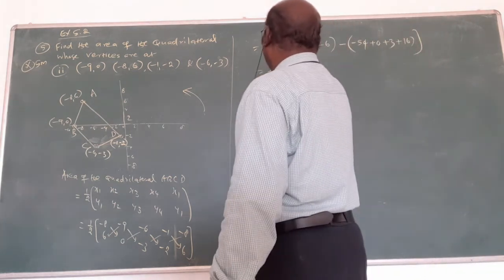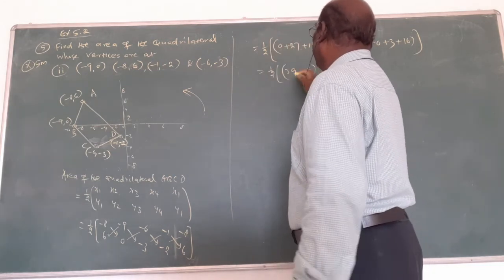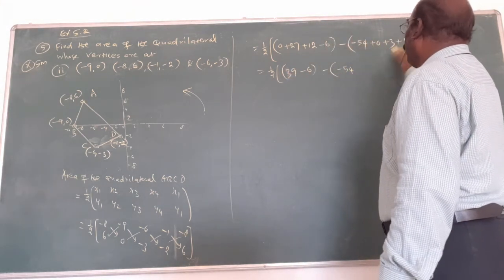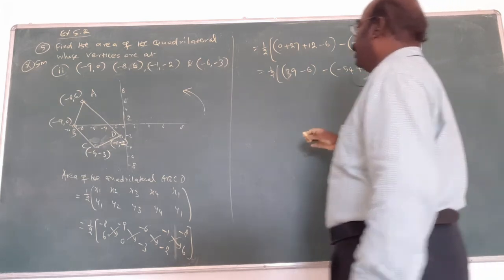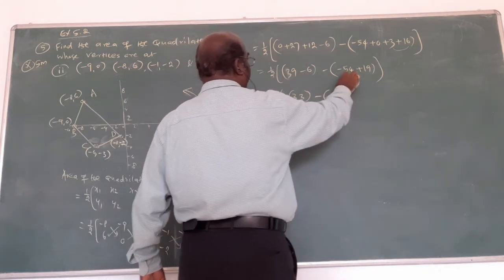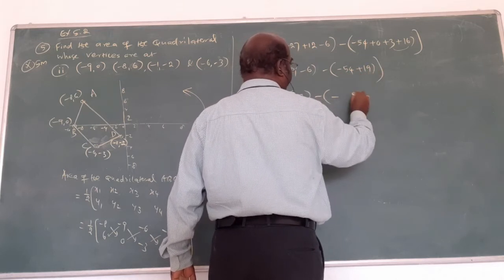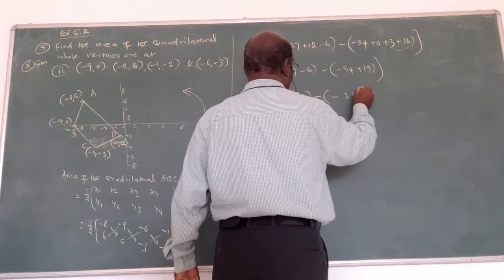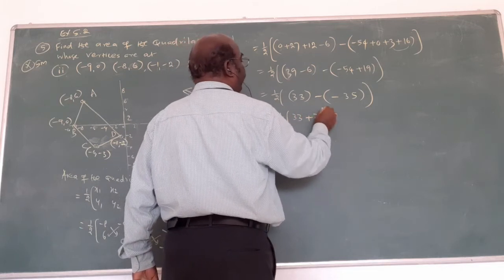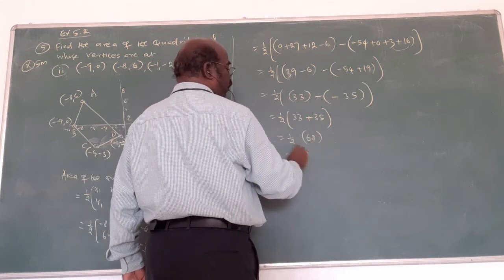Now simplify. Negative, positive: now 27 plus 12 is 39, minus 6. Minus here, minus 54, positive 90. Again 1 by 2 into 33. Minus the bigger number, minus: now subtract 54 minus 90. What is the answer? 33. Half into 33 plus 35, adding up, 68. Divide into 2.